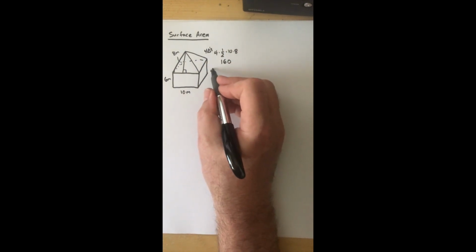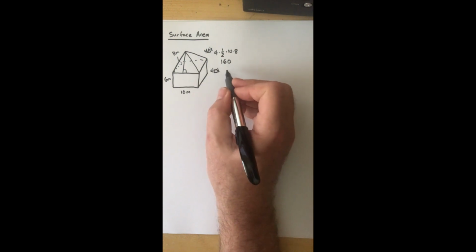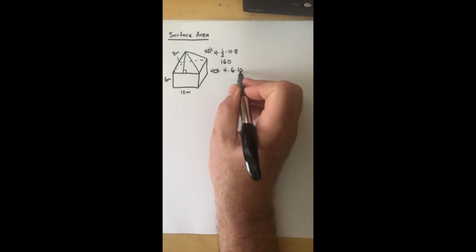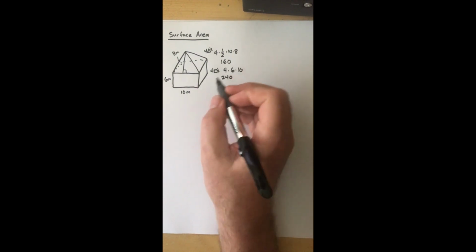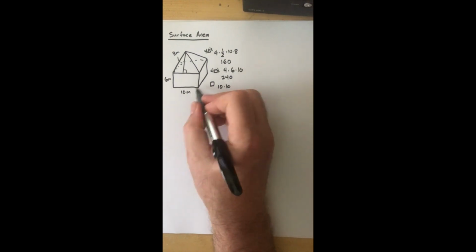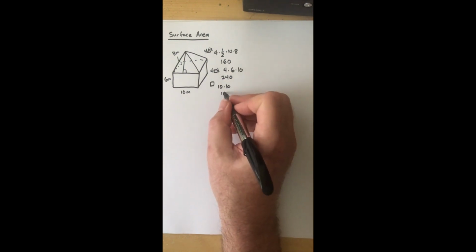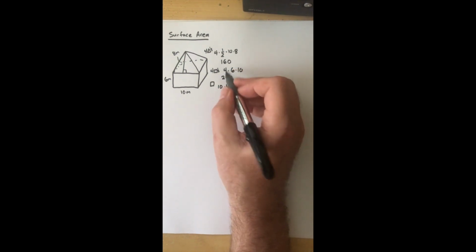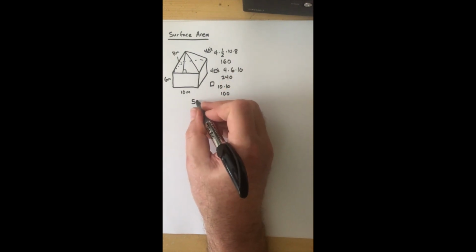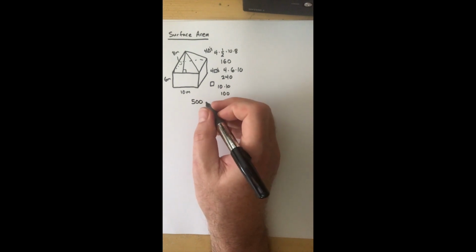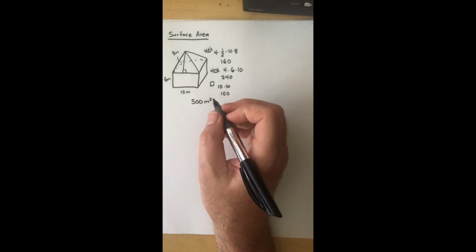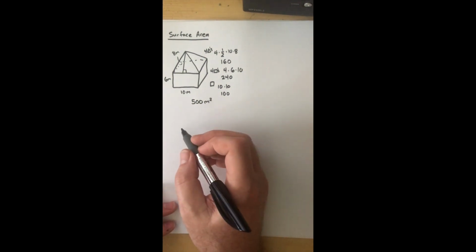Now I have 4 identical rectangles, right? They're 6 by 10, so there's 4 of them. So that's 24 times 10, there's 240. And then I have 1 square at the bottom, and he's 10 by 10, so he equals 100. If I add 160 to 240, well, 240 plus 60 is 300. There's 400. There's 500. So the surface area of this composite shape is 500 meters squared, because it's surface area. All right. Let's do another fun one.